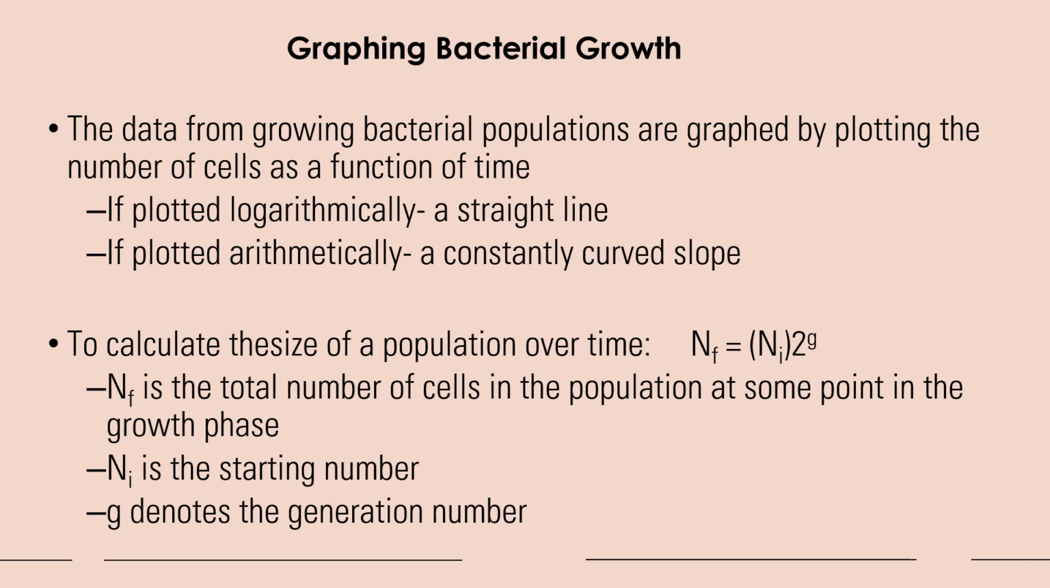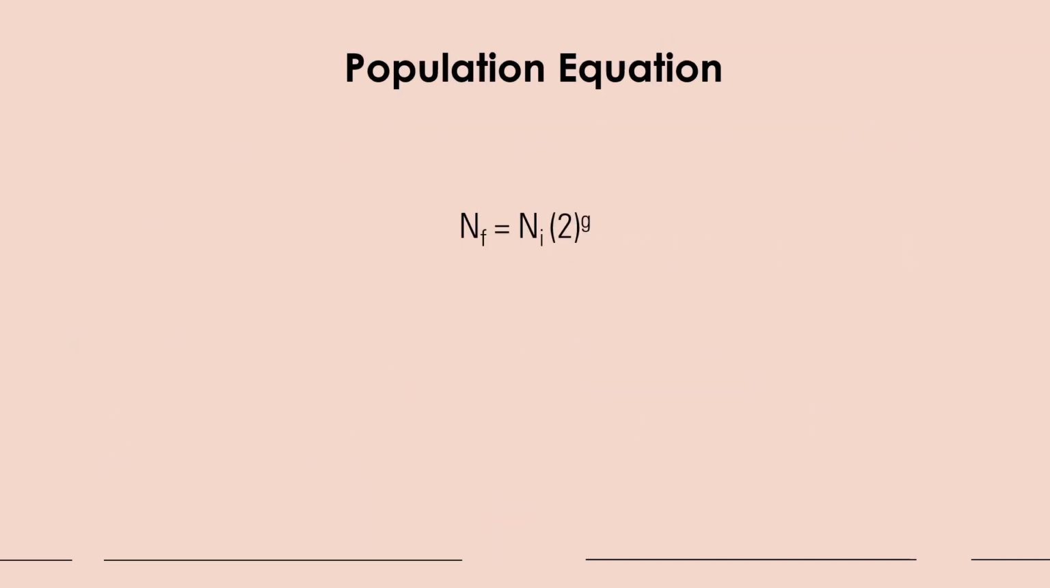Graphing bacterial growth. The data from growing bacterial populations are graphed by plotting the number of cells as a function of time. If plotted logarithmically, it will give a straight line. If plotted arithmetically, a constantly curved slope is obtained. To calculate the size of a population over time, NF equals Ni times 2 to the power g. NF is the total number of cells in the population at some point in the growth phase. Ni is the starting number. G denotes the generation number. This is the population equation.